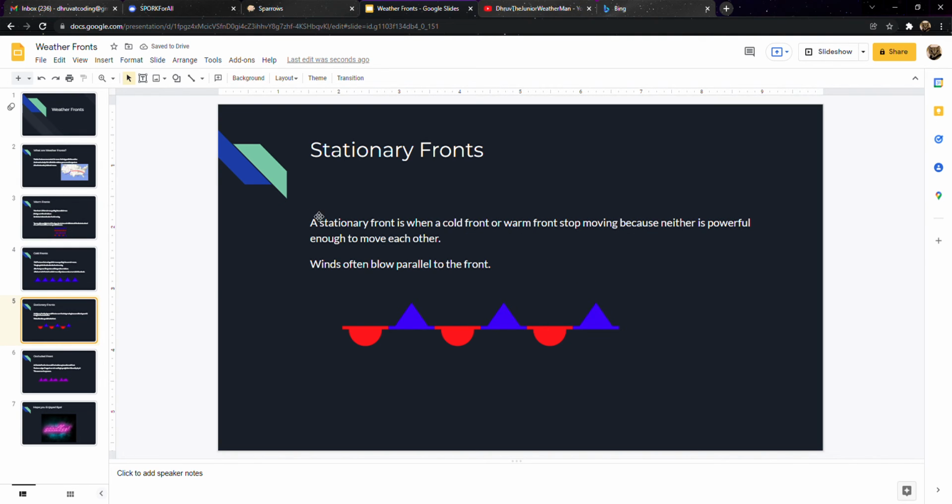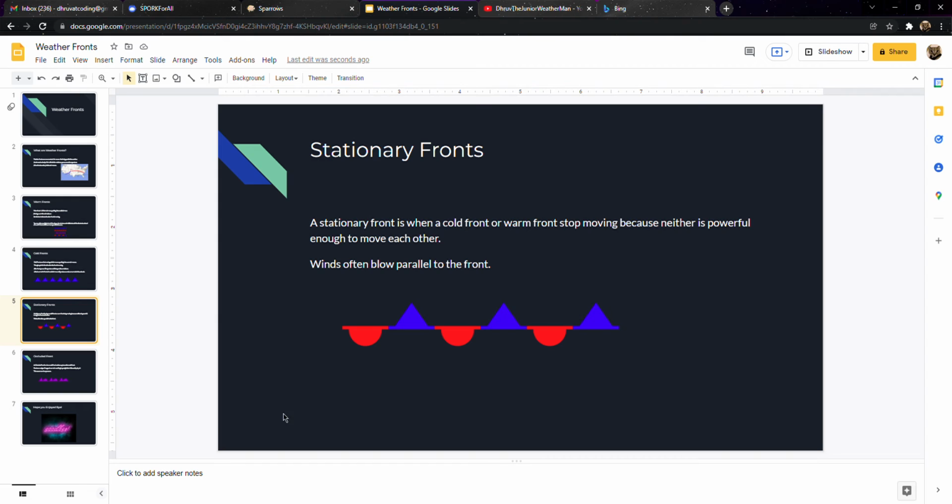Stationary fronts. A stationary front is when a cold front or warm front stop moving because neither is powerful enough to move each other. Winds often blow parallel to the front. Parallel means lines that never ever meet, like railroad tracks.